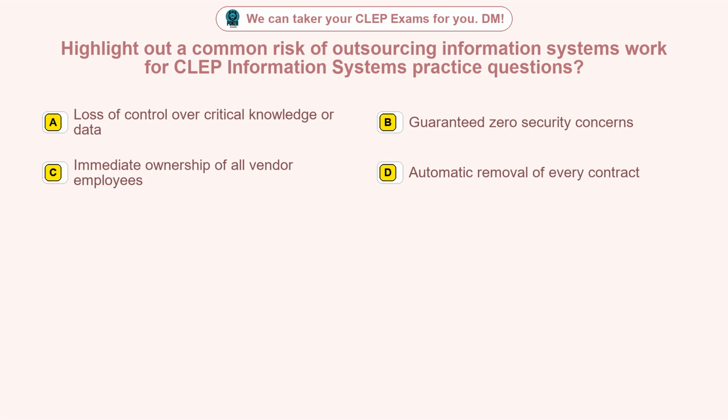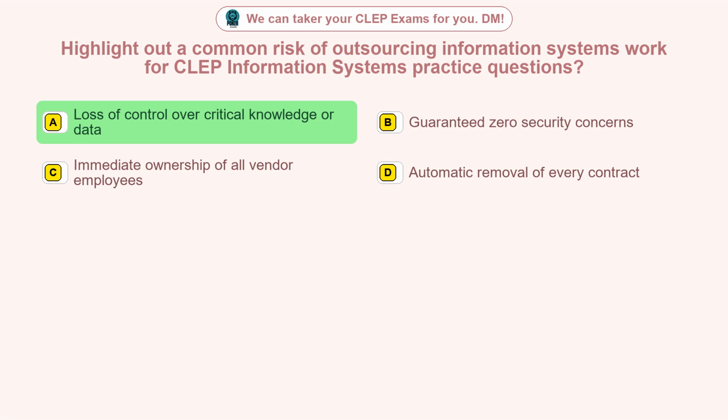Question 96. Highlight a common risk of outsourcing information systems work for CLEP Information Systems practice questions. Option A. Loss of control over critical knowledge or data. Option B. Guaranteed zero security concerns. Option C. Immediate ownership of all vendor employees. Option D. Automatic removal of every contract.